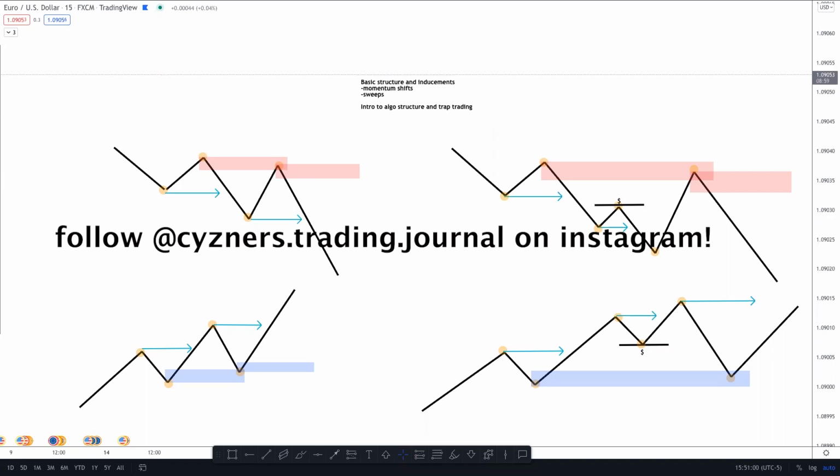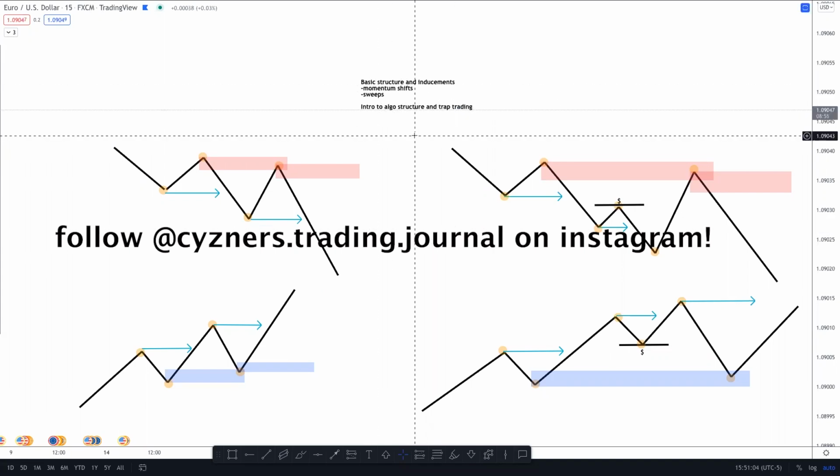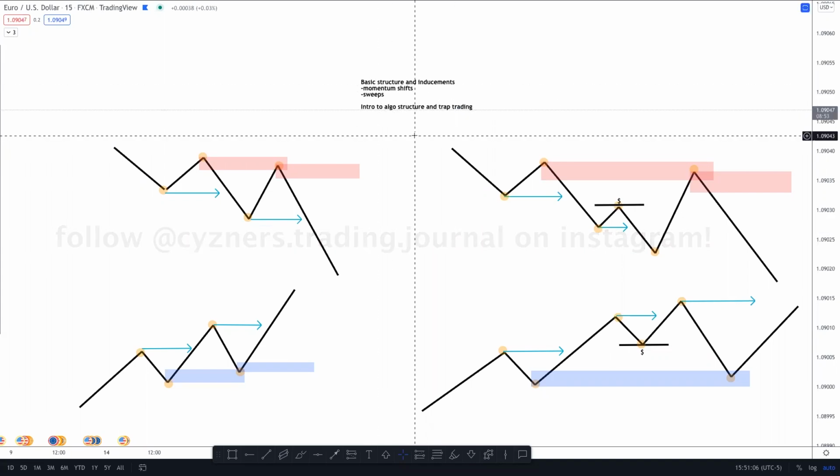Everyone, I'm your daily trader, Ben, and today we're going to talk about everything you need to know about market structure. Now, as you can see on the agenda today, we're going to keep it pretty short, right? Mainly, what I'm going to be going over is basic structure and inducements, as well as the momentum shifts and sweeps that occur within them.